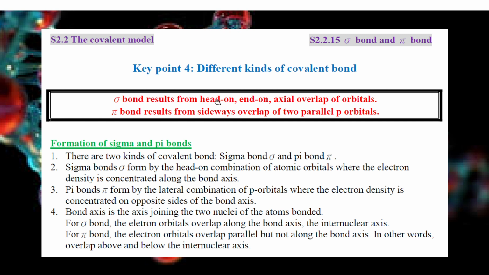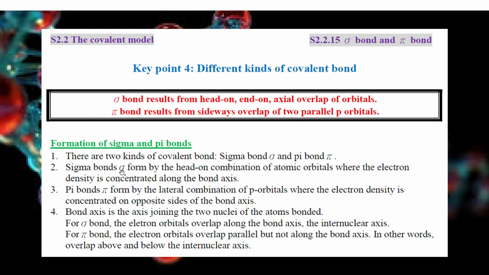A sigma bond results from head-on, end-on, axial overlap of orbitals. And how about the pi bond? It's a sideway, parallel overlap. A pi bond is the result of sideway overlap of two parallel p orbitals. It must be two p orbitals, also with sideway overlap. So you see the difference behind it. There are two kinds of covalent bonds, sigma and pi bond.